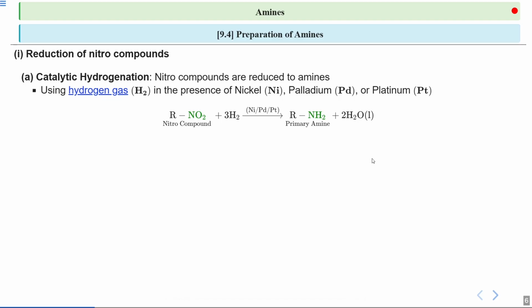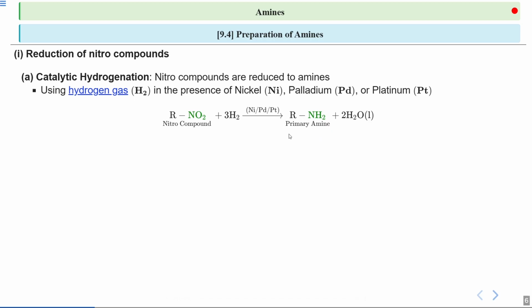So if we look at this reaction of catalytic hydrogenation, we have a nitro compound, that is RNO2, okay? We reacted with 3 molecules of H2 gas, okay, that is hydrogen gas. In the presence of a catalyst, like we can take nickel, palladium, or platinum. What we get is a primary amine, okay, and water.